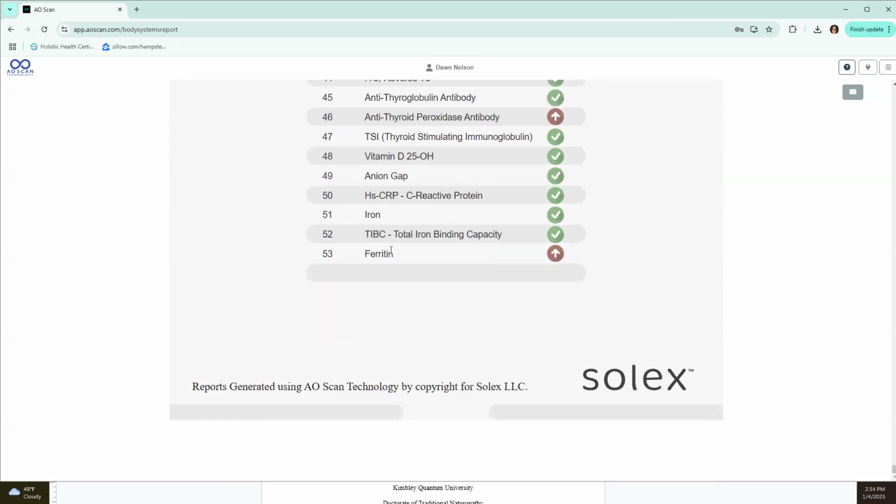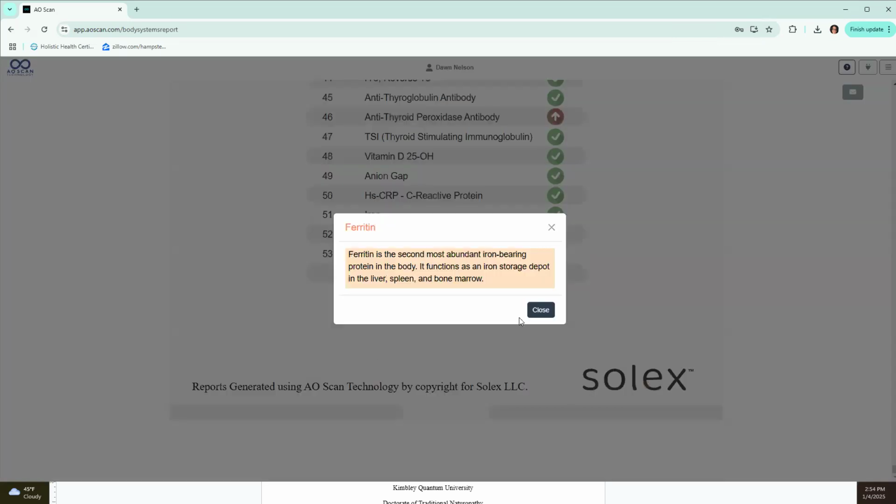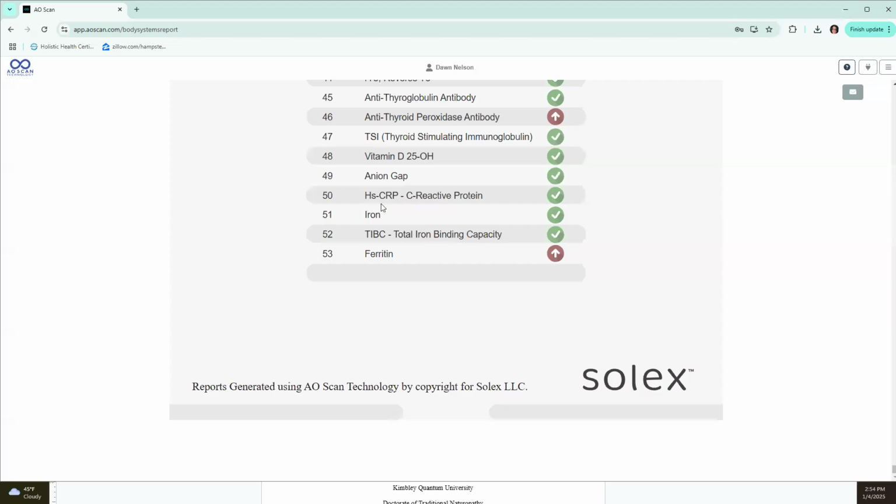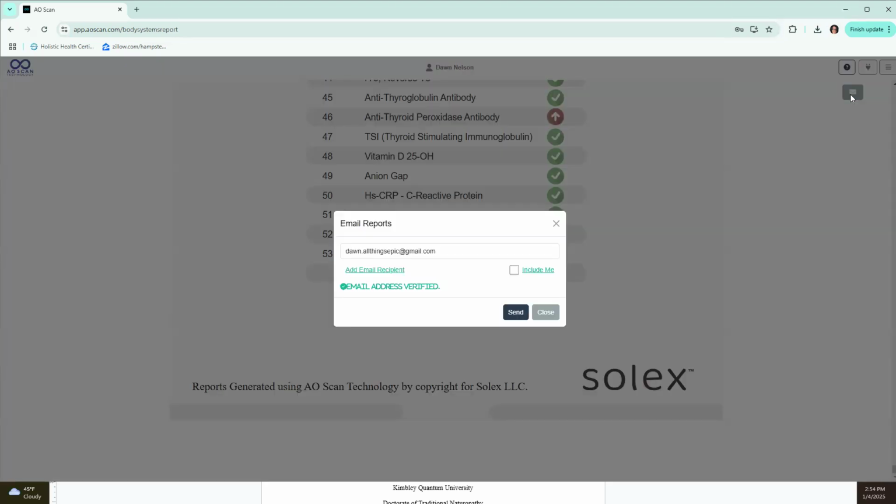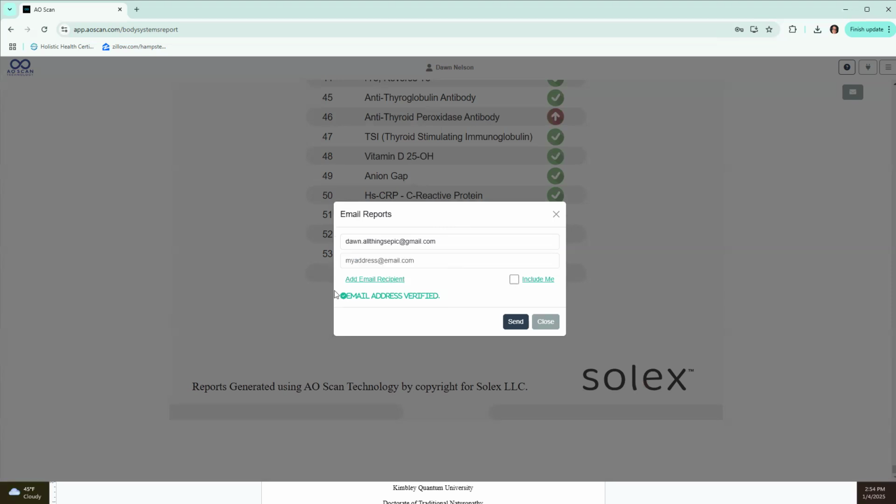Ferritin, so ferritin for iron, which is interesting, right? Perimenopausal said that in the last one. We looked at a lot of things. So, okay, so there's your body systems. Again, all you have to do, if you wanted to email, like this is me, but I can include myself. I could also add somebody, add another person there, or two or three or whatever. All right, so we're not going to do that.